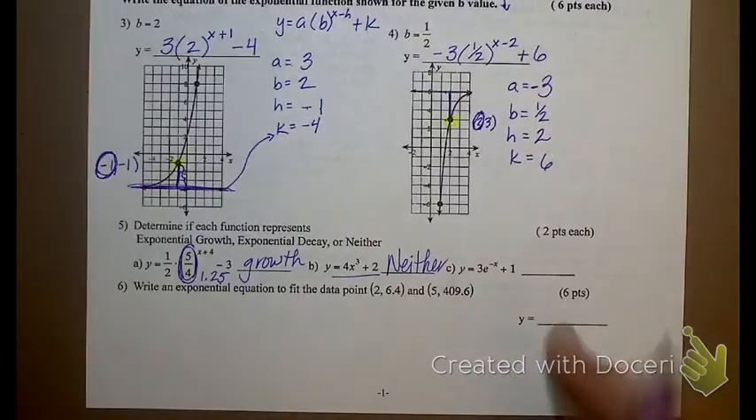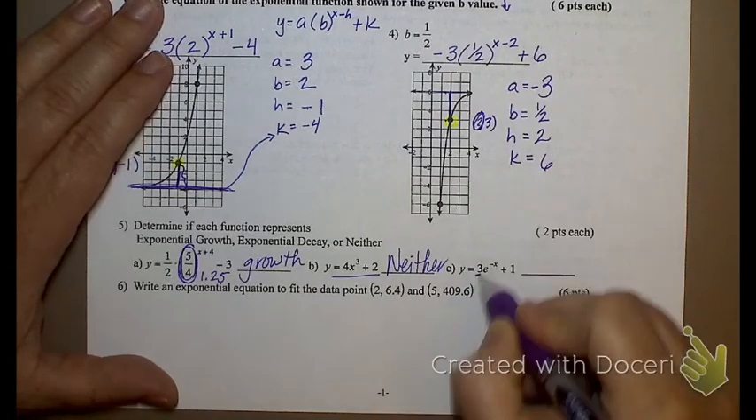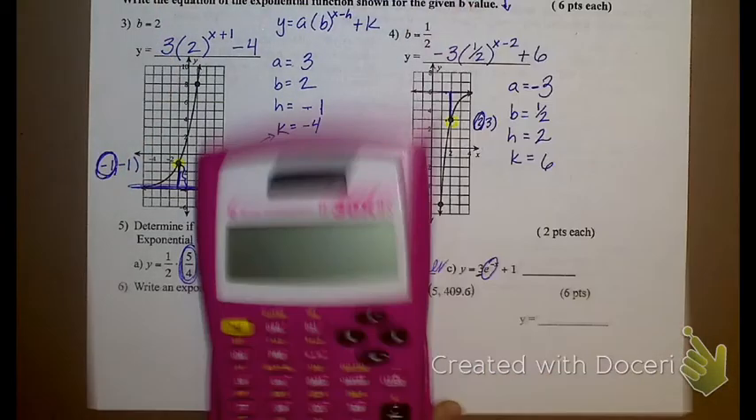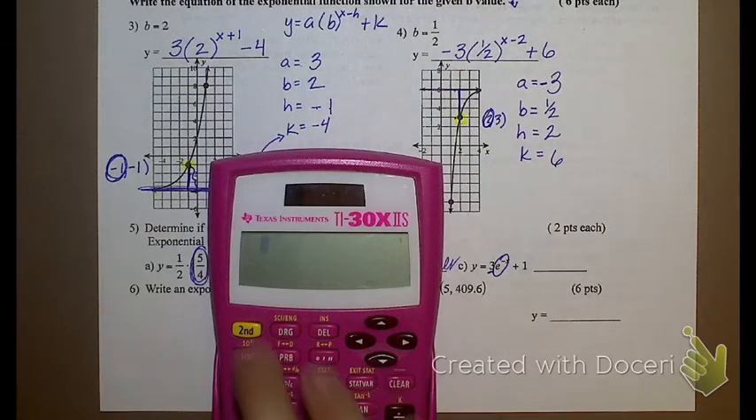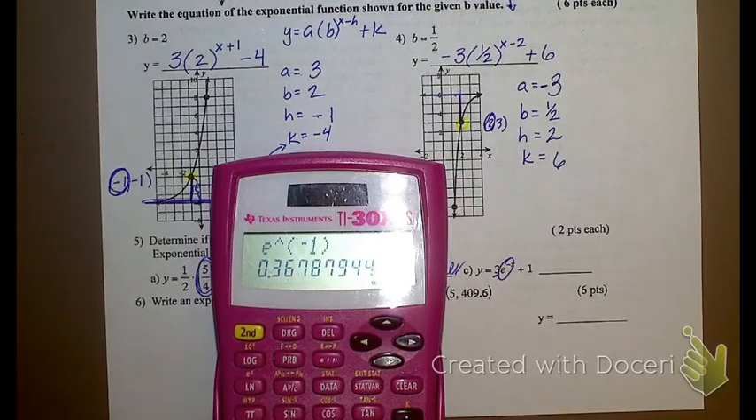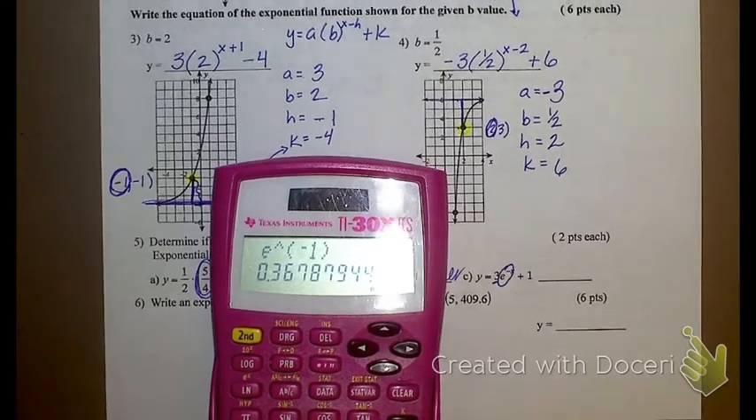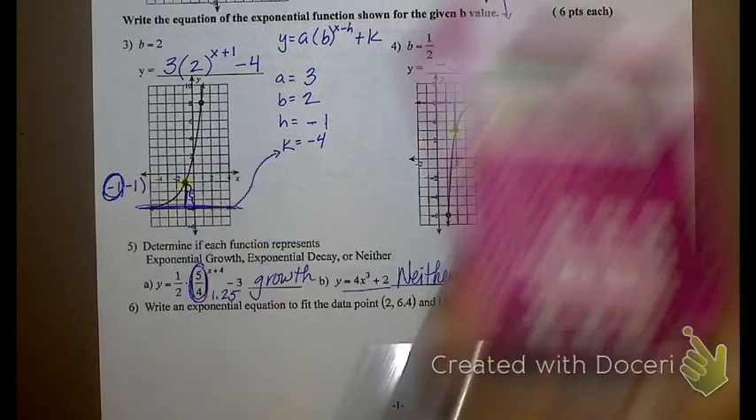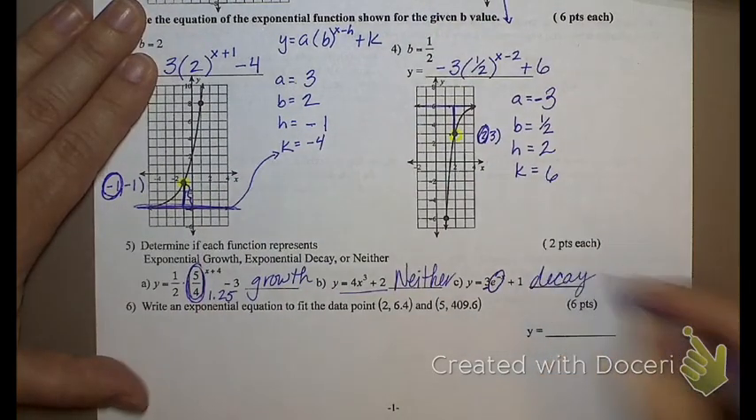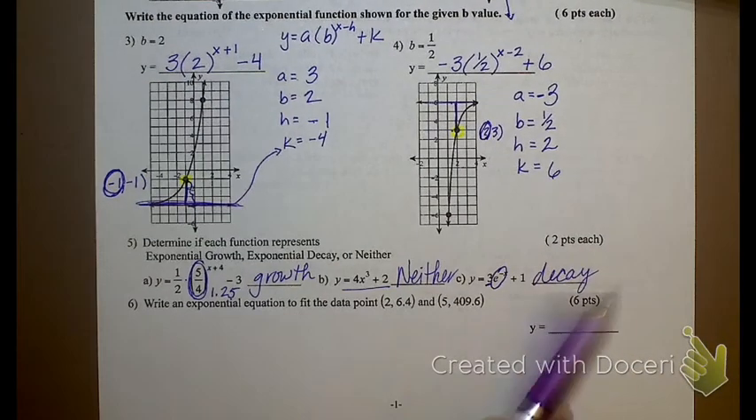And letter C, I have to look at e to the negative first power. If I plug that into my calculator, e to the negative first power gives me 0.367. Does that make it growth or decay? That's decay because it's less than 1. So that problem was worth 2 points for each blank for a total of 6 points there.